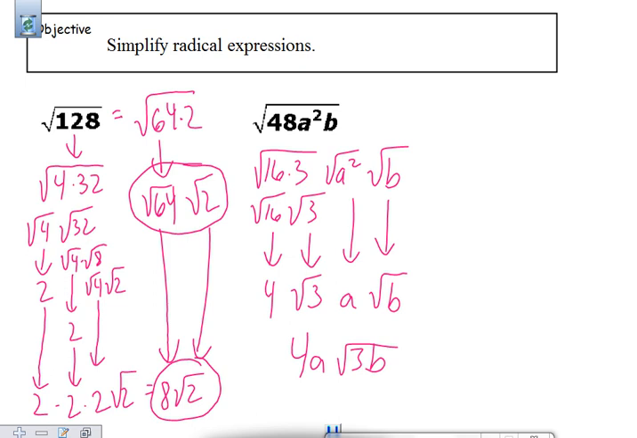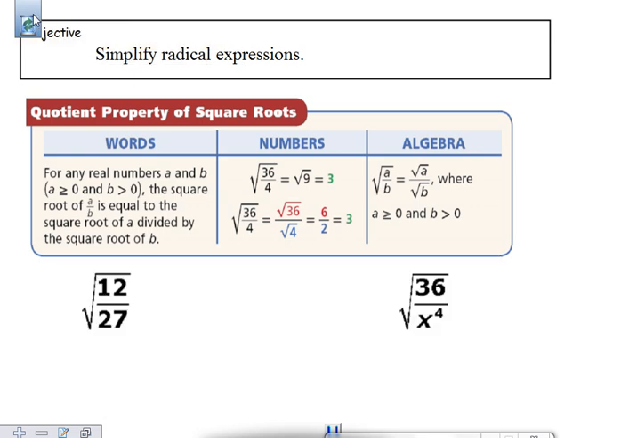For this part here, it says this. This is kind of like doing something similar, but instead of multiplying, we're dividing. So you could actually do this, the square root of 12 divided by the square root of 27, which turns into the square root of 4 times the square root of 3, because 4 is a nice, pretty, perfect square. 27 could be the square root of 9 times the square root of 3.